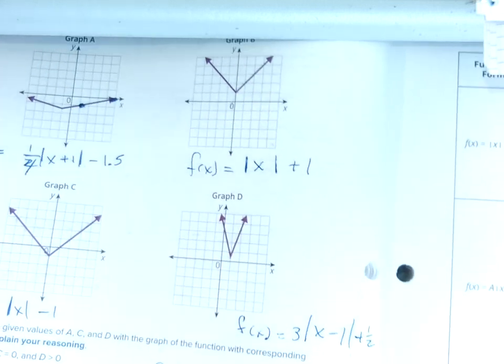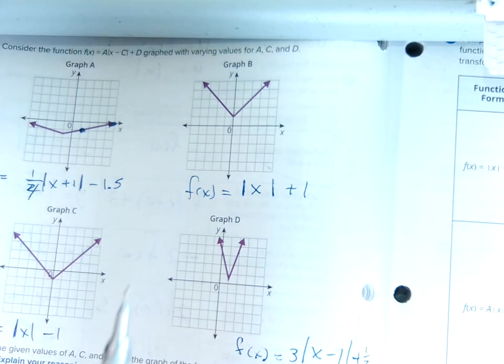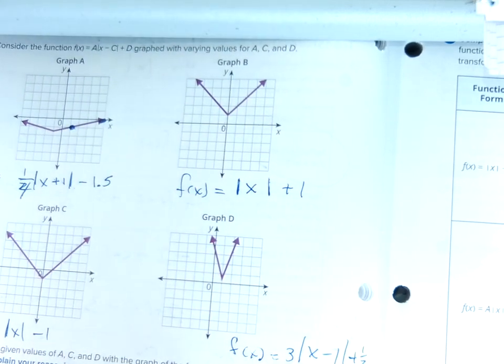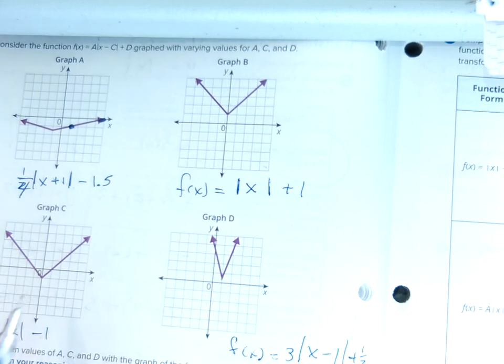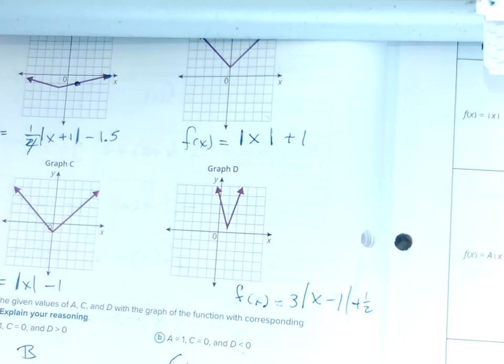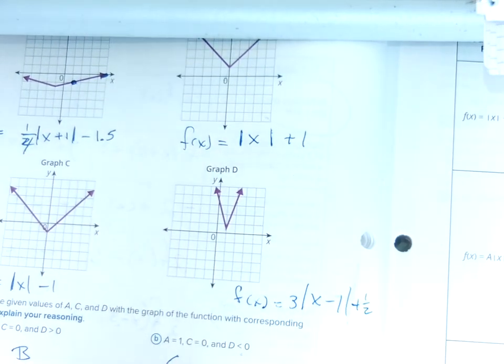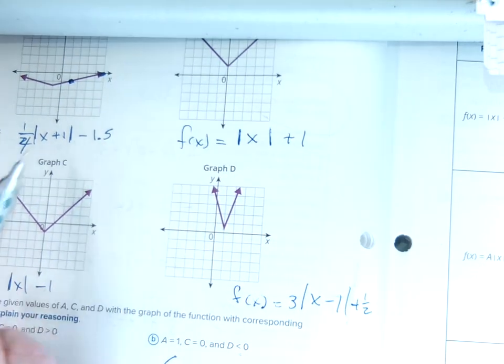Then we said, okay, which graph has to go with what? We knew if a is 1, c is 0, it had to go with b. We knew if a is 1, c is 0, but d is less than 0, it has to go with c. We knew if a was bigger than 1, it's got to be a big stretch, so it had to go with d. And we knew if a was between 0 and 1, it means it's like a fraction. We knew it had to go to a.